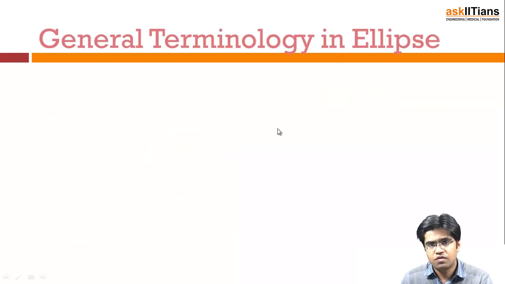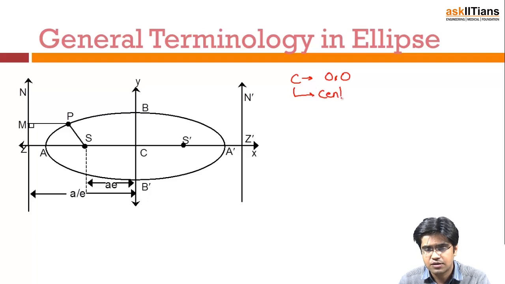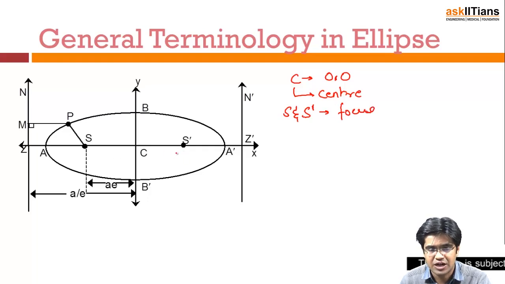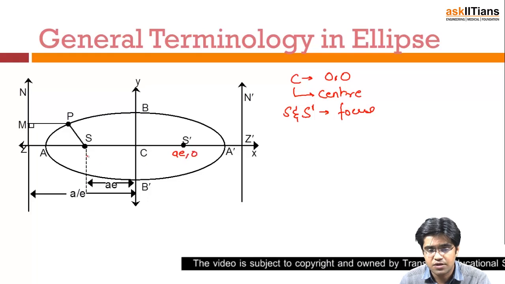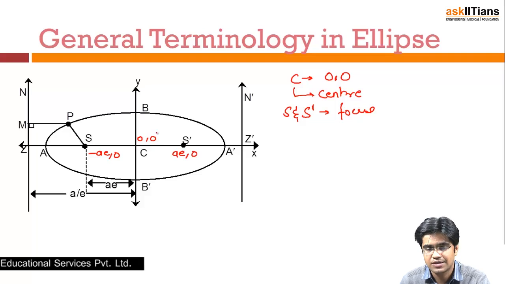Now we have known the ellipse, how it's shaped. Now there are various general terms and various things that we need to look at. For example, an ellipse, as we know, looks like this. C is the center of ellipse, which is in general 0, 0, but it can be anywhere else as well, there is no problem, but in general we take it here. S and S dash are two foci. That means the coordinates of S dash and S will be AE, 0 and minus AE, 0, with C being 0, 0, that is the center.